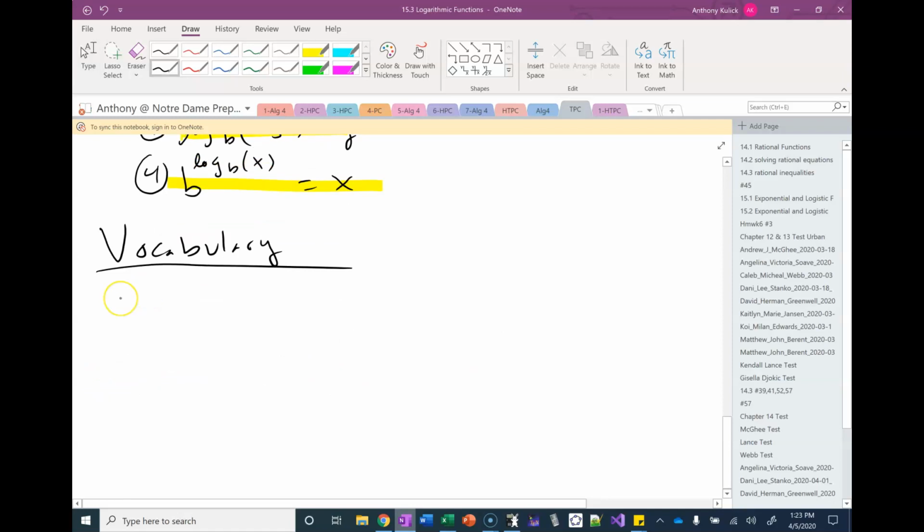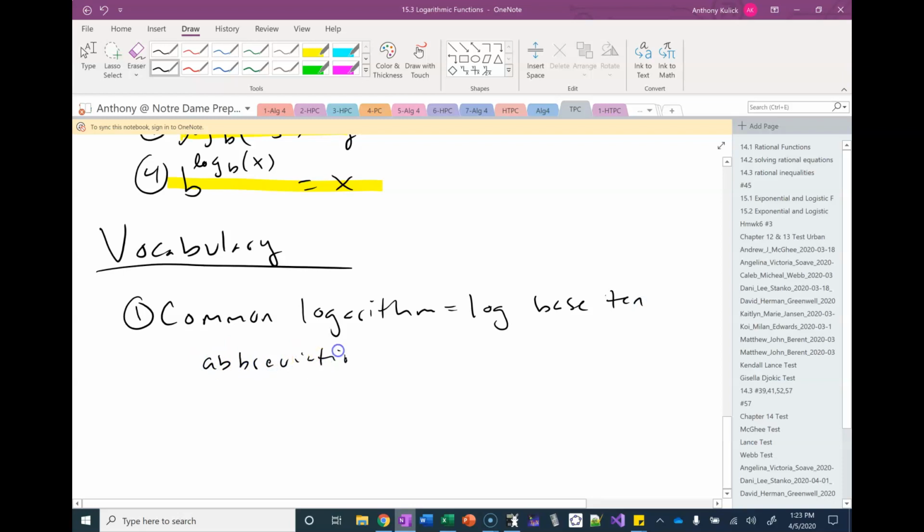So a little bit of vocabulary. There are two abbreviations that we use for logarithms. The first one is the common logarithm, which is log base 10. And we abbreviate this as just log. So whenever you don't see a base for a logarithm, you can assume that its base is 10.